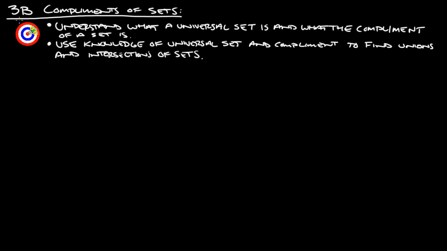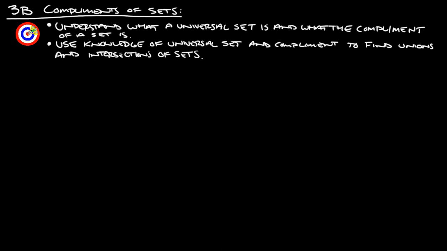I'm going to take you through the 3B notes on complements of sets. At the end of this, you should be able to understand what a universal set is and also what the complement of a set is. And then with that knowledge, use that to find unions and intersections of sets. Okay, so with that, let's take a look at some important parts of that.